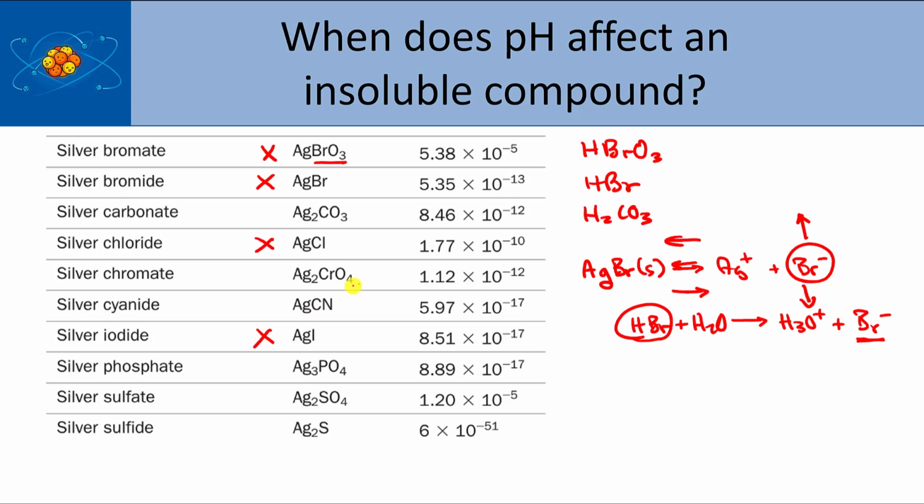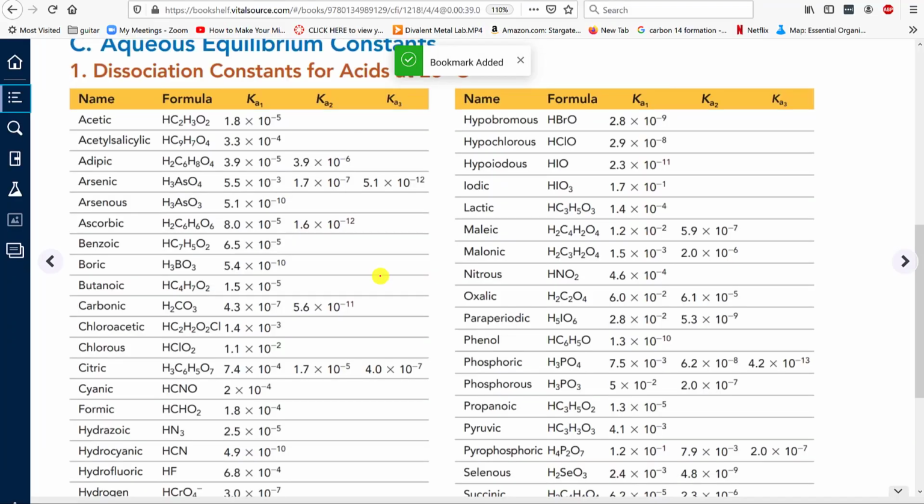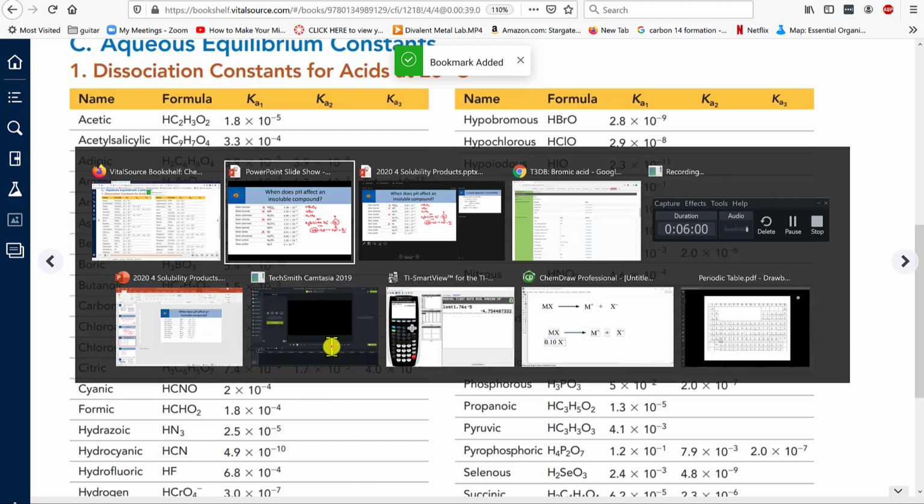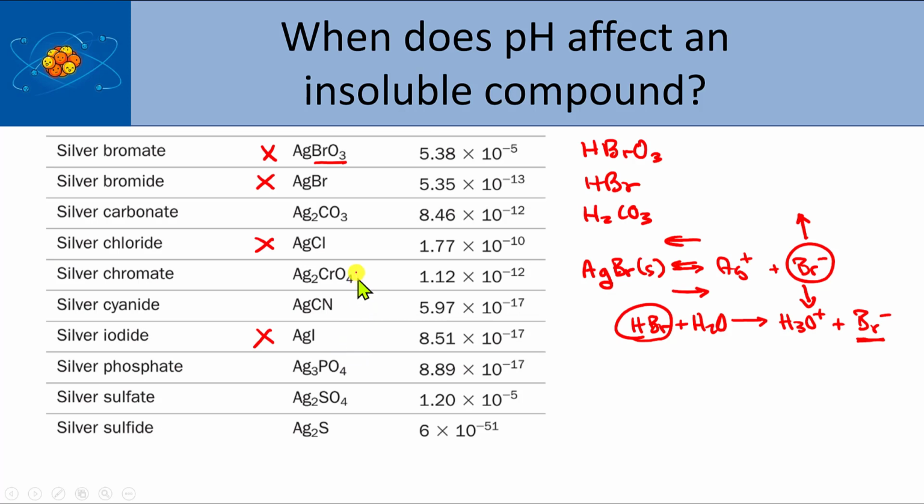Okay. Let's see. Chromic acid. So let's go back to our table and look up chromic acid. You'll notice there's no chromic acid here. So we're going to make the assumption that it might be a strong acid. I'm going to tell you that's wrong here in a second, but you might make the assumption that's a strong acid.